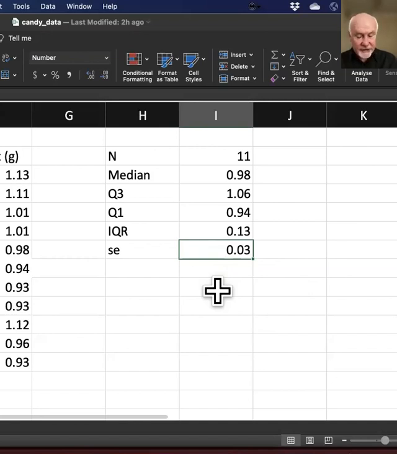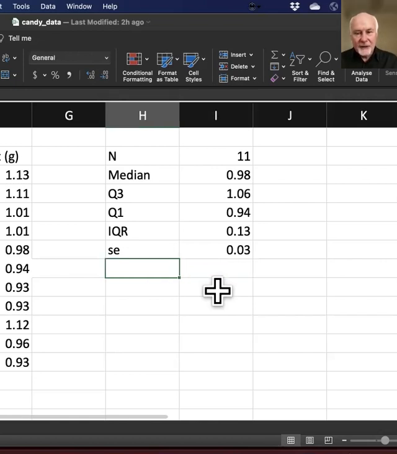Now, the way we typically use this is to estimate what's called a confidence interval. A confidence interval is a range about which we have a degree of confidence that, in this case, the median falls. We nearly always use a 95% confidence interval. So I'll just show you quickly how we calculate that.